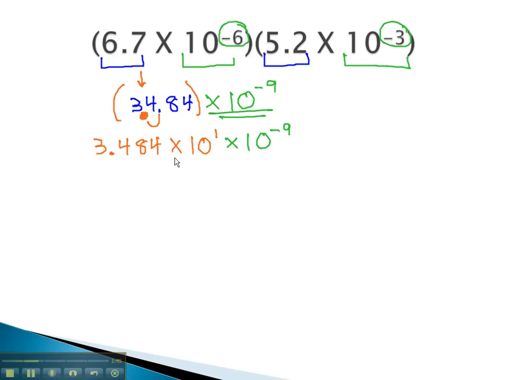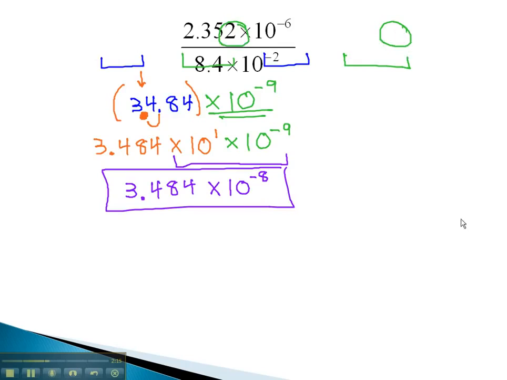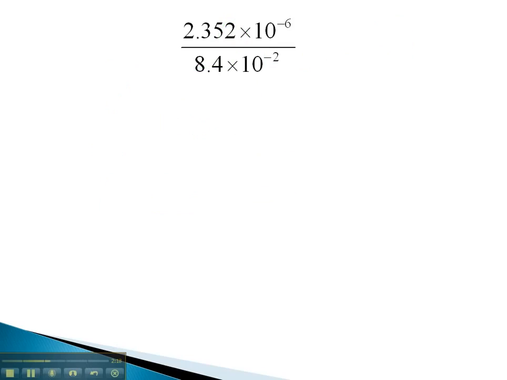We now will use our exponent properties to combine the tens together by adding the exponents. This gives us 3.484 times 10, 1 plus -9 is -8. And this becomes our final solution. Let's take a look at another problem where the answer we get is not in scientific notation, and we have to focus on the front number to make the conversion, using our exponent properties.